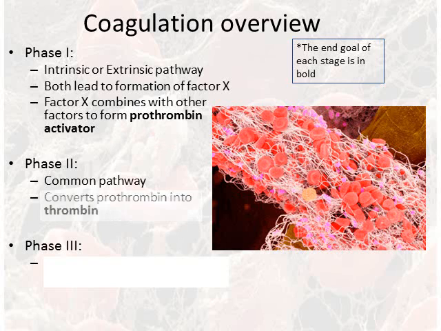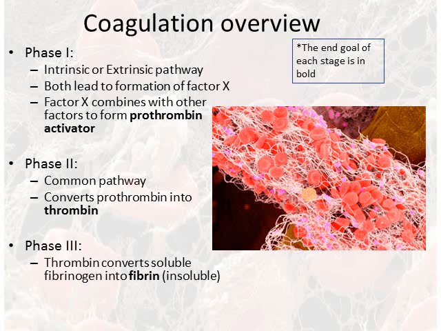Okay, phase two, there's just one pathway. It's a common pathway, and that just converts prothrombin into thrombin. Okay, so prothrombin activator is converting prothrombin into thrombin. And then finally, phase three, thrombin is what's going to turn fibrinogen into fibrin.